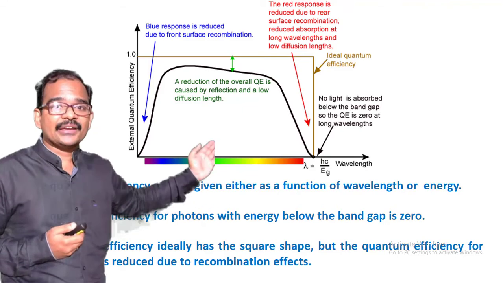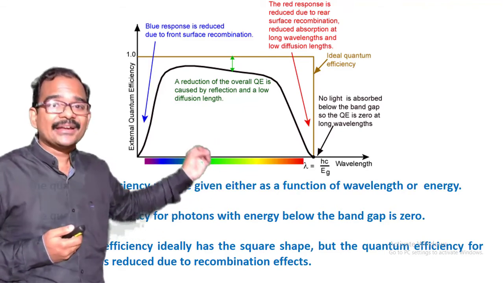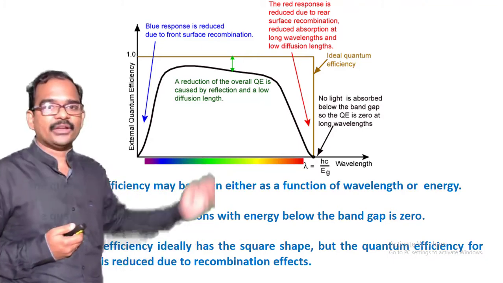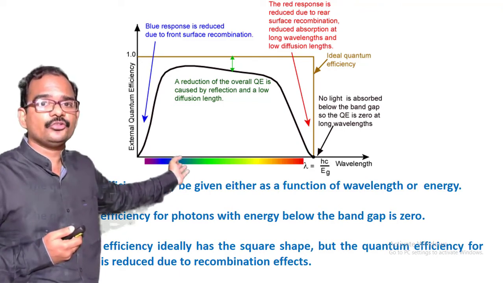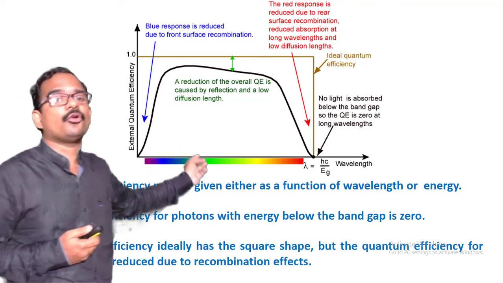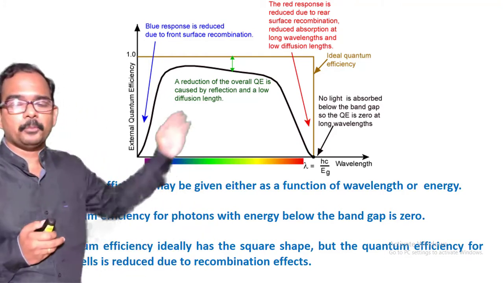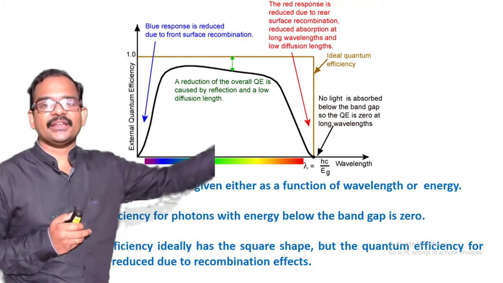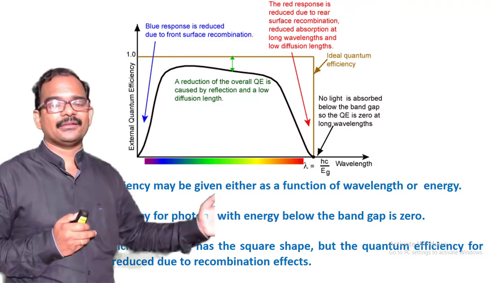You can see the reduction of the overall quantum efficiency is caused by reflection and a low diffusion length. And you can see that the last part, it is the blue part. The blue response is reduced due to front surface recombination. So on the whole, the ideal curve should be a box, a square or a rectangle. But practically, you are getting a curve with reduced quantum efficiency. And why is it happening?